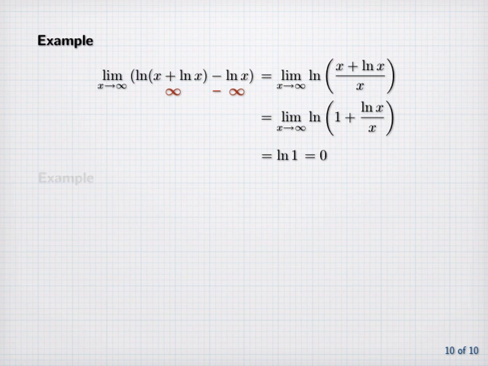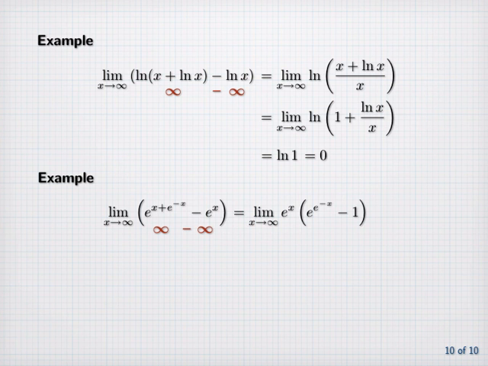Another example. The limit as x goes to infinity of e to the x plus e to the minus x minus e to the x. Again, we have the difference of two terms that both approach plus infinity. The first term here can be factored into e to the x times e to the minus x. So we can factor e to the x here. Now notice that we've got a product where the first factor approaches infinity and the second factor approaches e to the 0 minus 1, or 0. So let's rewrite e to the x as 1 over e to the minus x so that we have a 0 divided by 0 form.